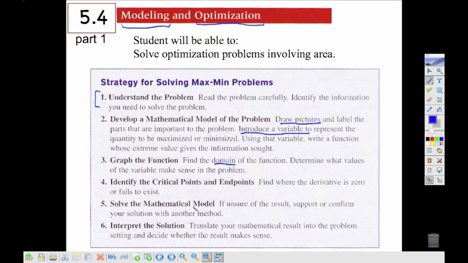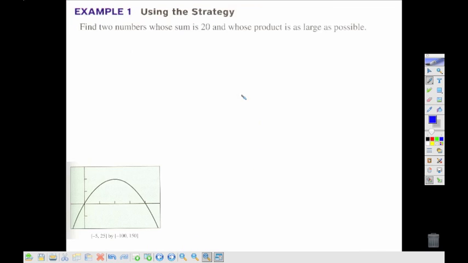Then we're going to solve the mathematical model. And if we're not sure, we can check our results, maybe using another method, maybe looking at the graph of the original function. And then finally, we're going to interpret the function, make sure that we give units, and decide if the result actually makes sense, again, considering the real-world application of that.